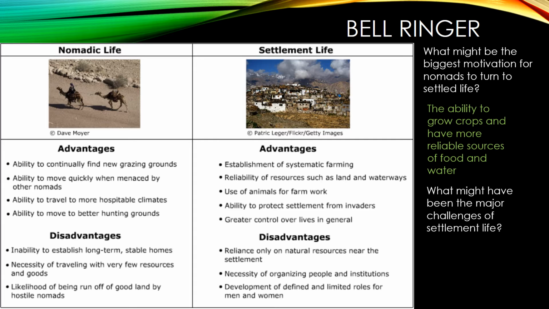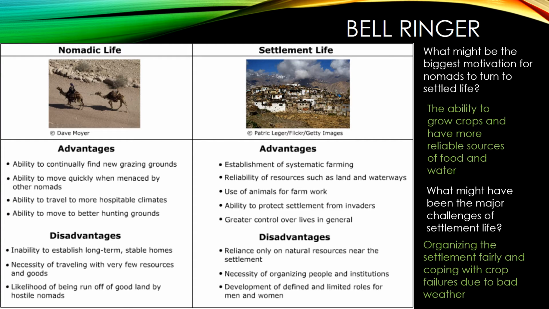Our question is, what might have been the major challenges of settlement life? One of our possible answers is organizing the settlement fairly and coping with crop failures due to bad weather. Again, that goes back to our disadvantages of who's in charge, who gets what job, how do you disperse and give out food supplies to each individual. And if there's bad weather and your crops fail, you just had to deal with it. There was no moving on to another area and finding better weather or finding another food source. You had put all your eggs in that basket. So that was one of the major disadvantages to settlement life.